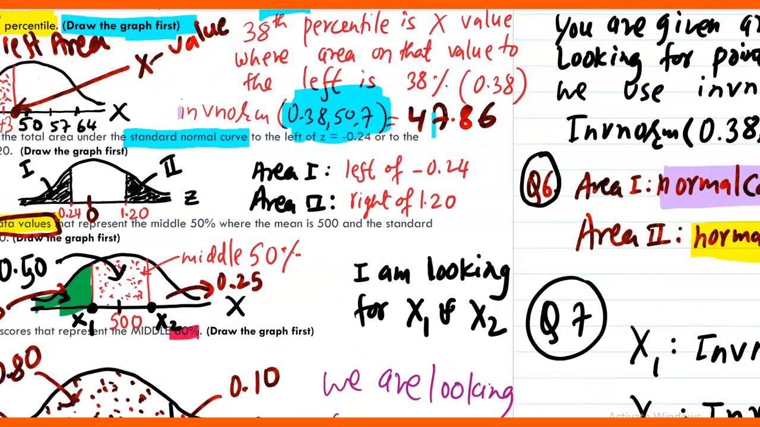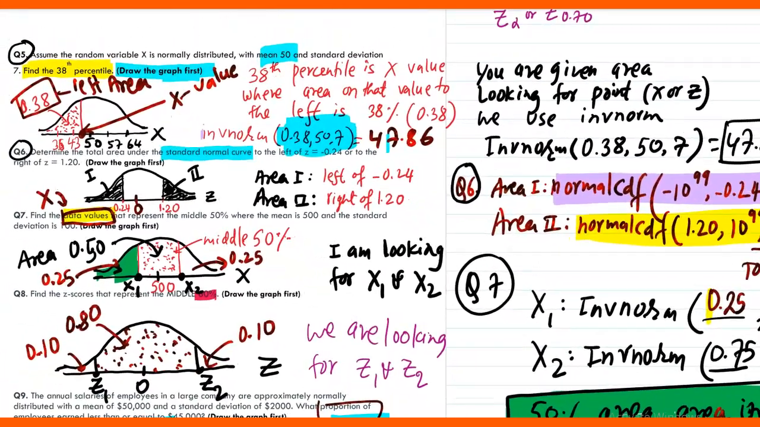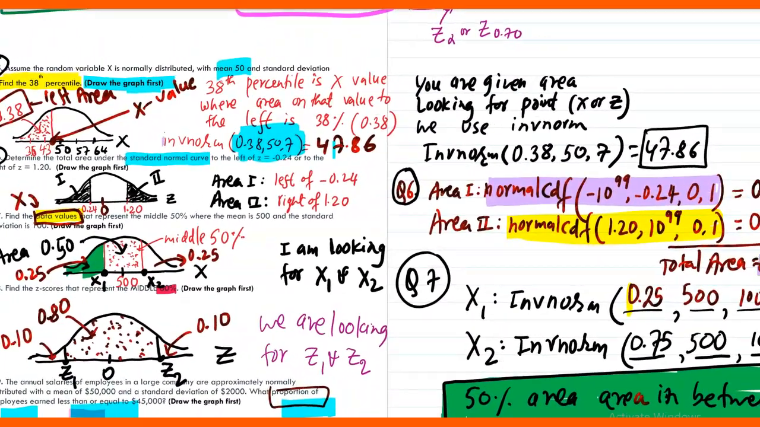Okay. Therefore, to find x1, what I did here is I use inverse norm. To find x1, I use invNorm 0.25. Why? Because look at the x1 here. The area on the left of x1 is 0.25. Therefore, I use 0.25 as the left area. This 0.25 is the left area from this x1 you see in the graph.